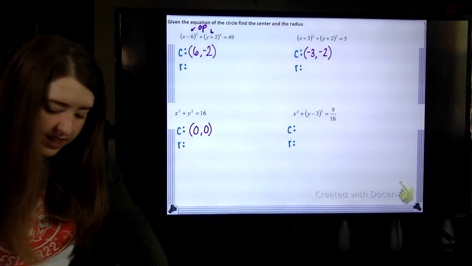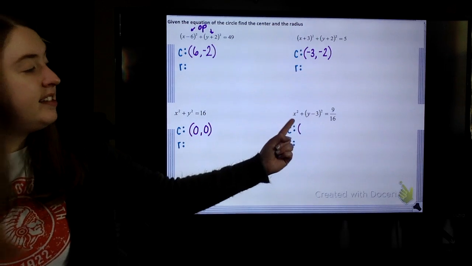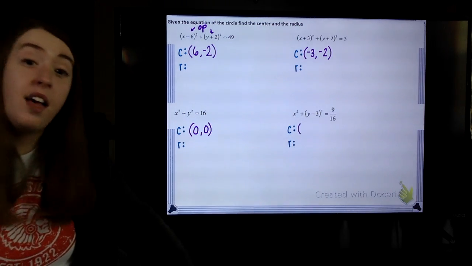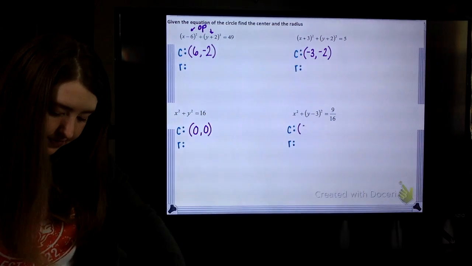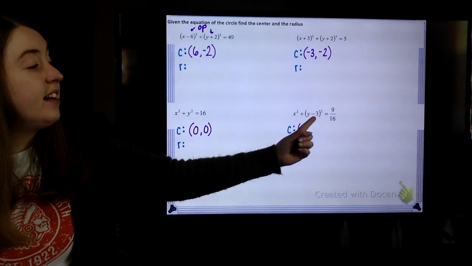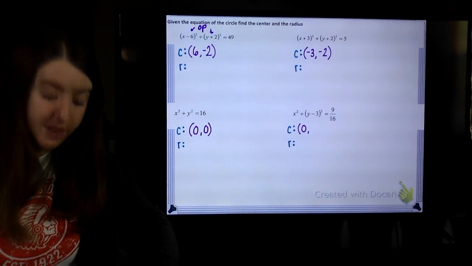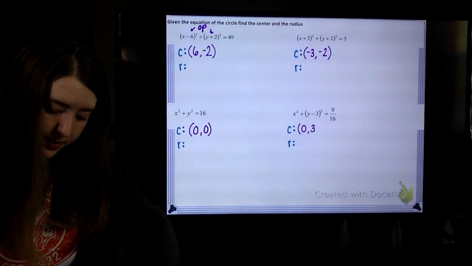Over here in this last one, x has nothing added to it. Nothing as a number is 0. The 3 there is negative, so the opposite of negative 3 is positive 3.